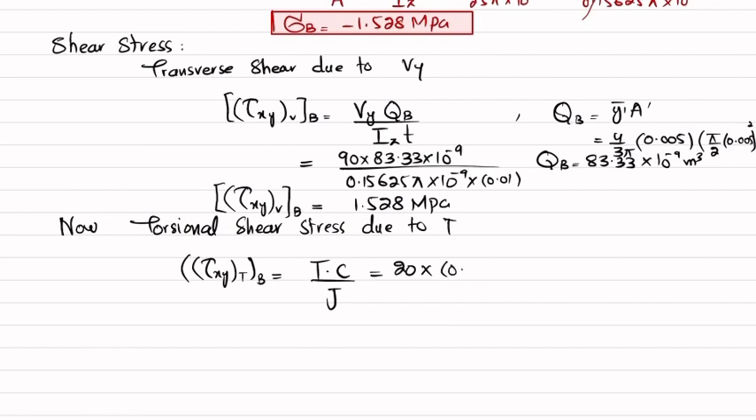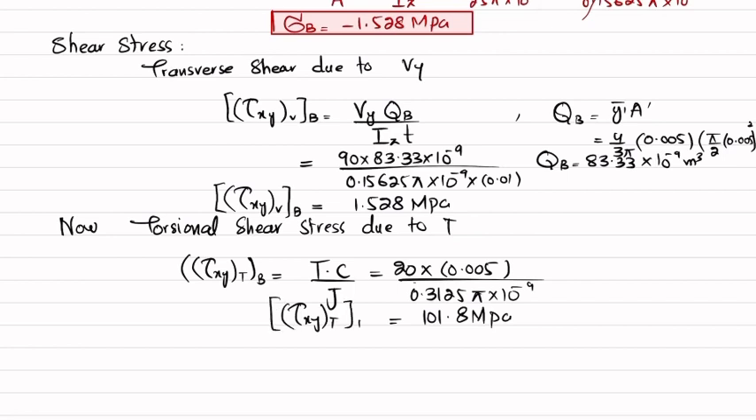C is again 0.005 divided by J, which we calculated was 0.3125 pi into 10 raised to the power minus 9. So you will get 101.86 megapascal. This is the shear stress due to torsion or torque at point B.